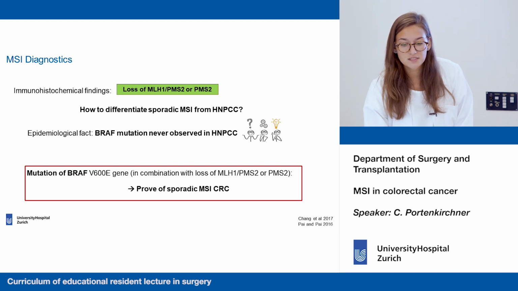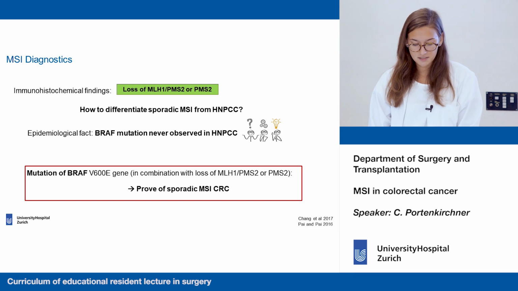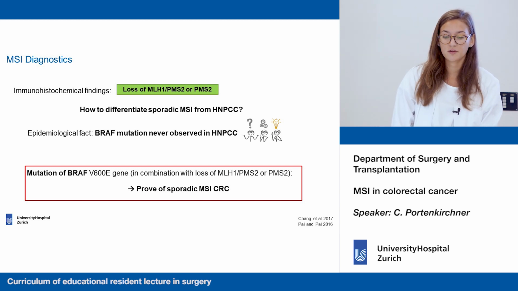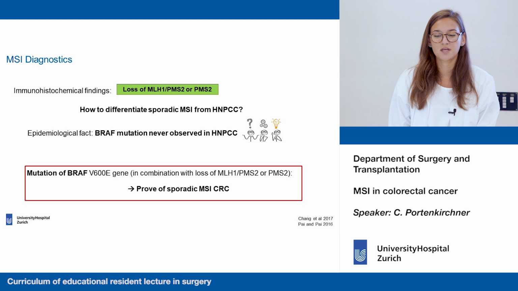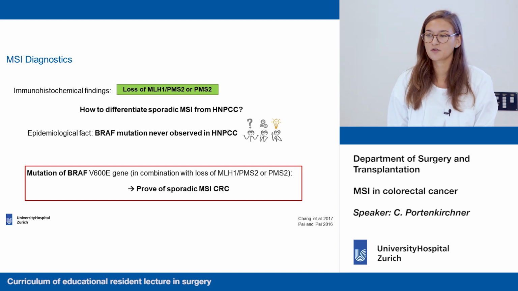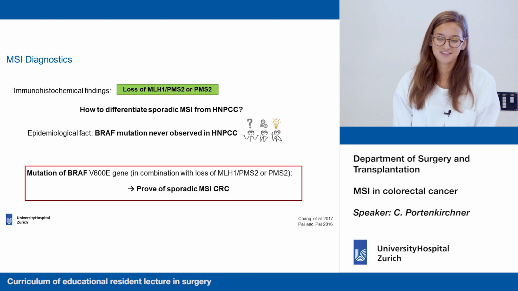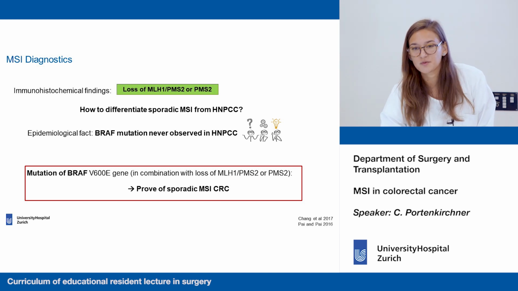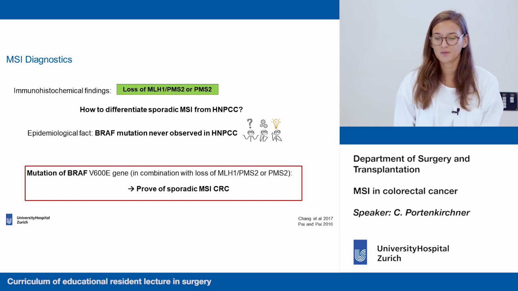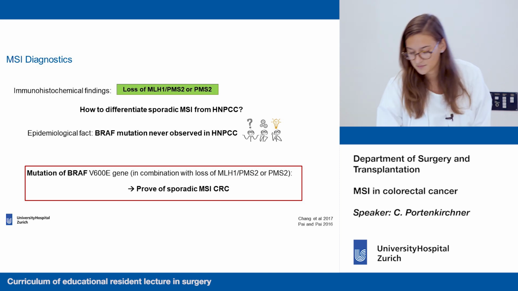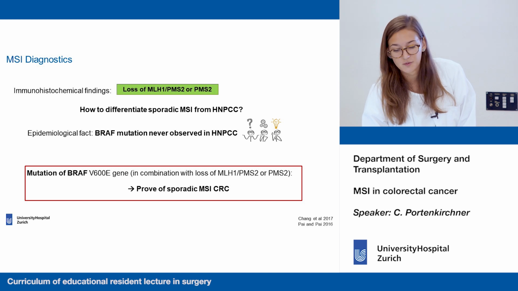So how can we do this? How can we differentiate between these two pathways? It's an epidemiological fact that a BRAF gene mutation has never been observed in HNPCC so far. We don't know why, but it is like it is. So a mutation in the BRAF gene in combination with the loss of MLH1 and PMS2 is the proof for sporadic microsatellite instability colorectal cancer.